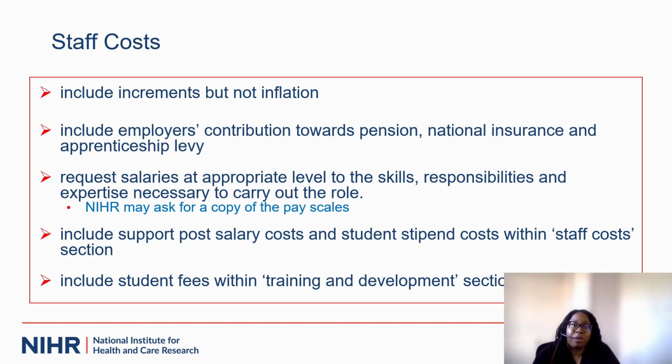In terms of splitting the costs of the support post, there may be some training costs for each of the posts and tuition fees. Where appropriate, these should be put in the training and development section. The salary costs, which includes stipends for studentships, should be put in the salary cost section.